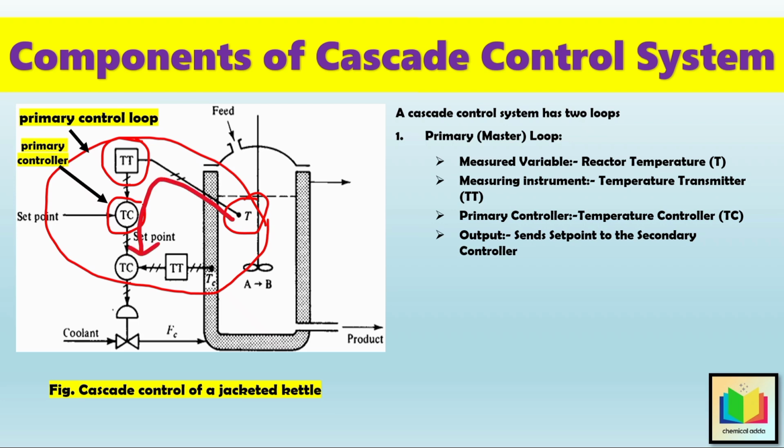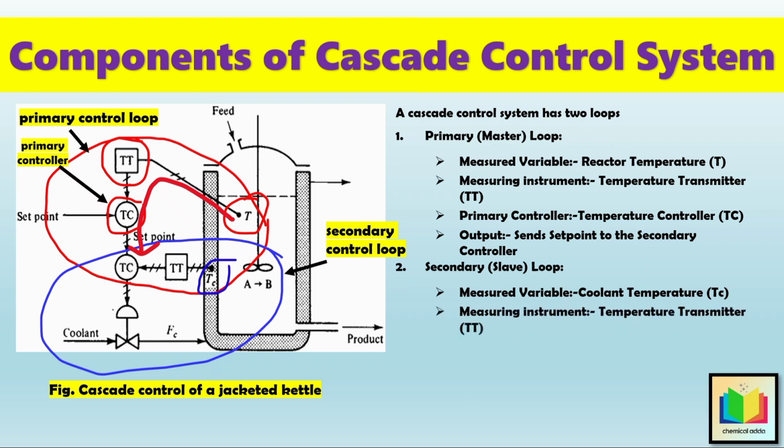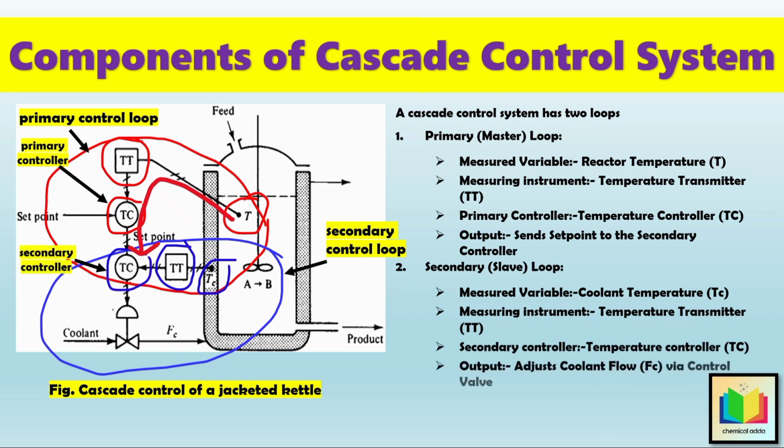Then the second loop is the secondary or slave loop. In this example, the measured variable of the secondary loop is coolant temperature TC. The measuring instrument is a temperature transmitter TT. The secondary controller is a temperature controller TC. And the output of the secondary loop is to adjust coolant flow FC via the control valve. So, one manipulated variable FC is shared between two loops, but we use two different sensors.